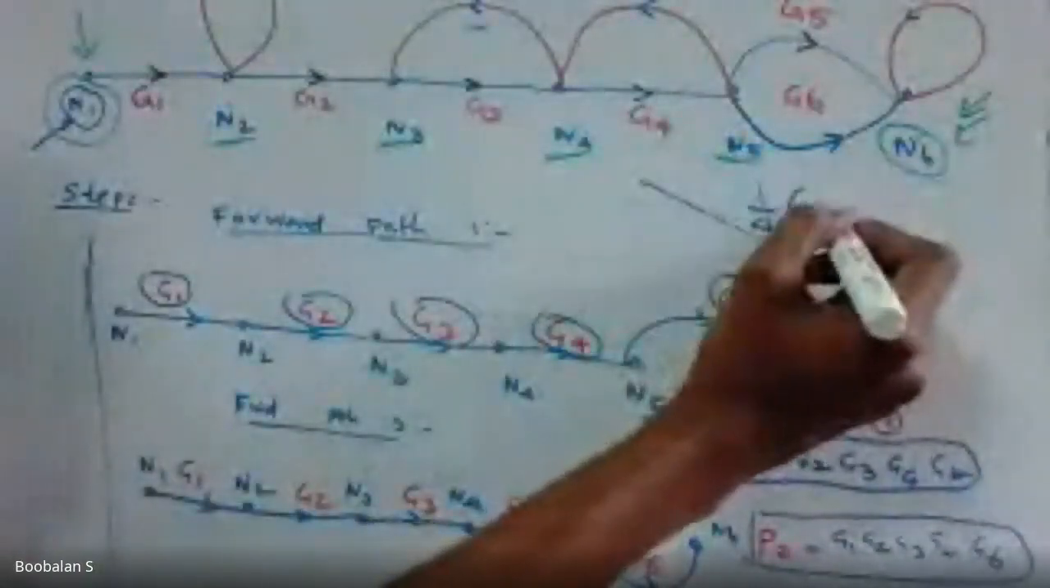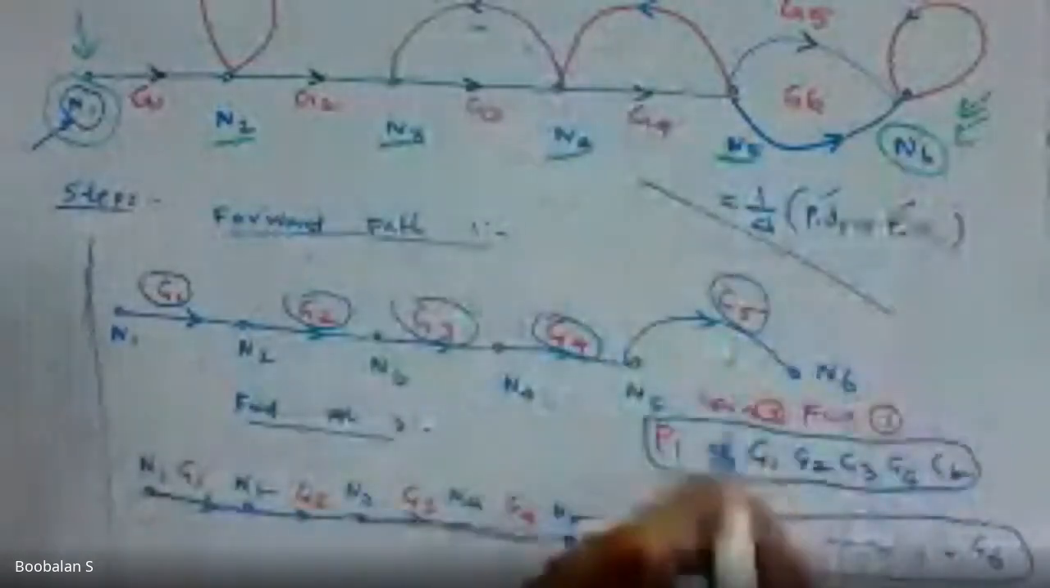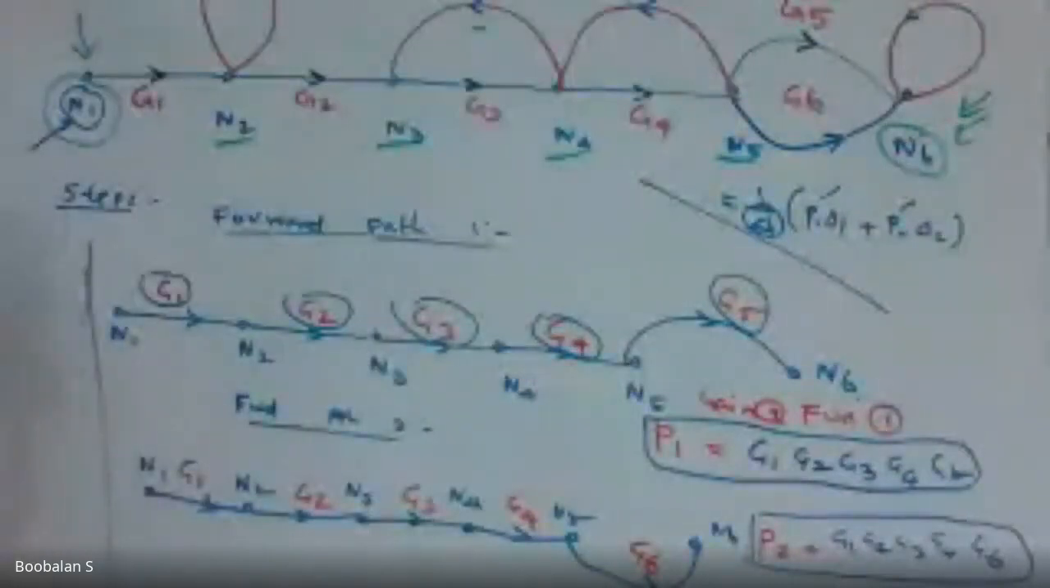What did we see in the Mason gain formula? 1 by del, P1 del 1 plus P2 del 2. This is my question. In the previous step, we have found only P1 and P2. If you find the remaining del 1, del 2, and del, then your 10 mark problem is solved. By tomorrow we are going to see those things.